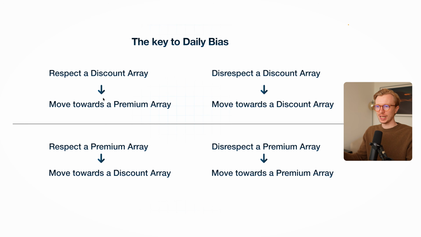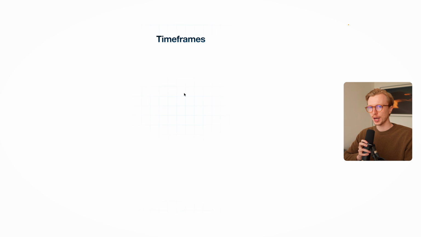Because imagine if you now do this on the monthly time frame, and we are disrespecting a discount array on the monthly time frame, that means we can move towards the next discount array on the monthly time frame. That is a very large gap on the lower time frame where you understand what the next target is. That's the key to the daily buys. So I'm going to give you an example, but first, again, we need to understand the time frames, of course, because we can't just dive into the chart and immediately go into the 1 minute time frame.